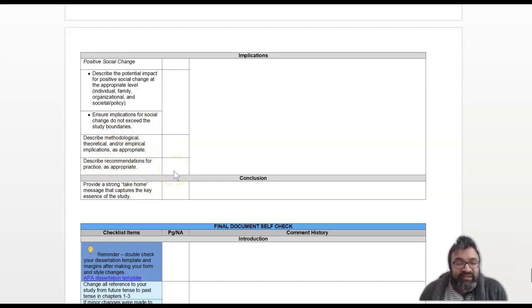So then you conclude with a take-home message, and that captures the key essence of the study. And this is kind of generic in how this is presented. However, this is something that uses some creativity to be able to come up with. And so that concludes the whole study. And there are very important components to include in here. I hope this has made some sense.